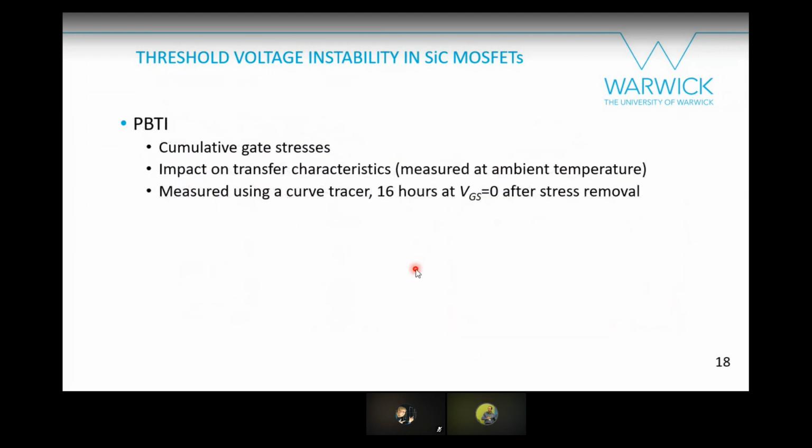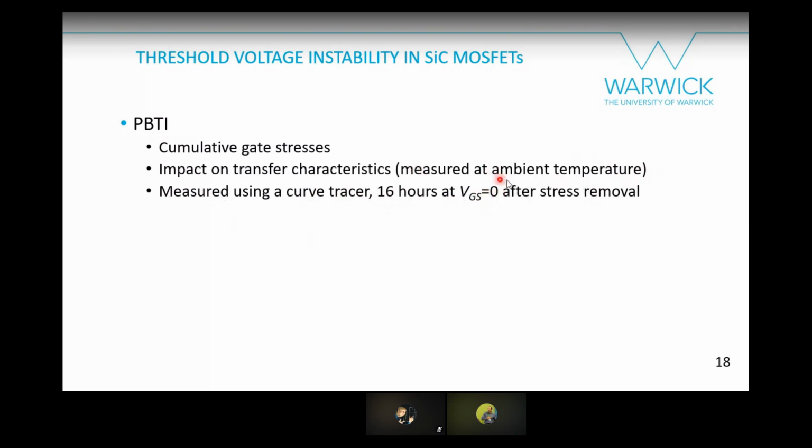So you can do this for PBTI. We have done some cumulative gate stresses to see what happens with the threshold voltage, and we evaluated the input and the transfer characteristics. Everything was measured at ambient temperature. So we use a curve tracer 16 hours after the stress.